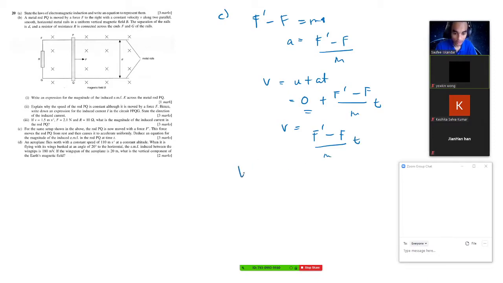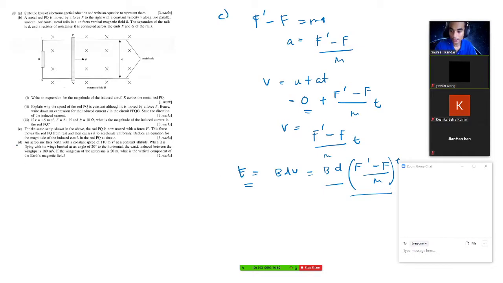So the EMF, E equals Bdv, equals Bd in the bracket F prime minus F divided by m times t. This one will be the answer. So E equals Bd times F prime minus F divided by m times t.